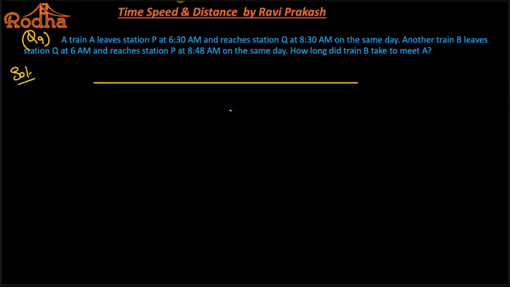Okay, so basically it says that, let's say for example, these are 2 points P and Q here. Train A is leaving from this station at 6:30 a.m., and train A reaches Q at 8:30 a.m. So that means it has covered the journey basically in 120 minutes, right?